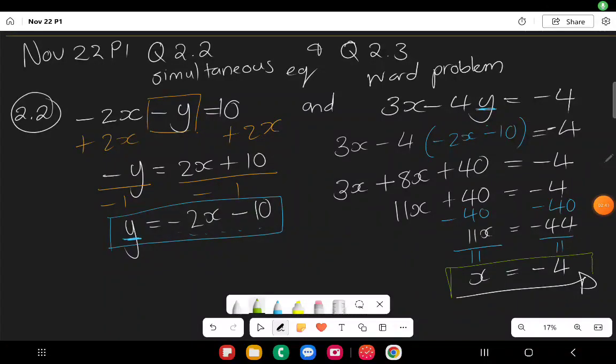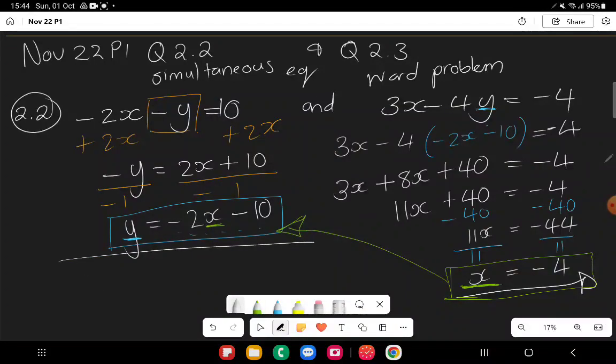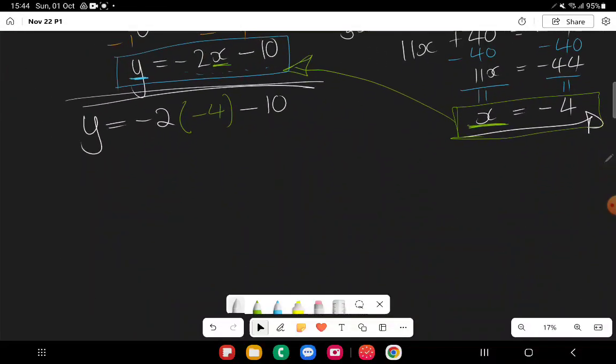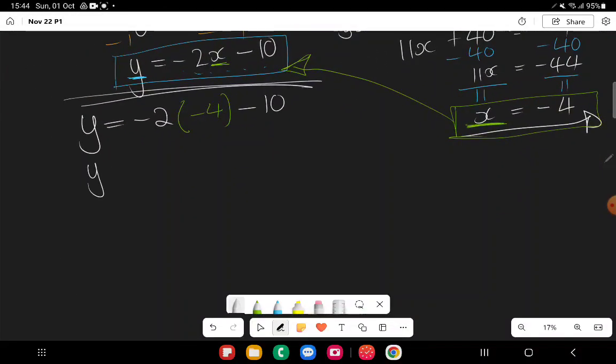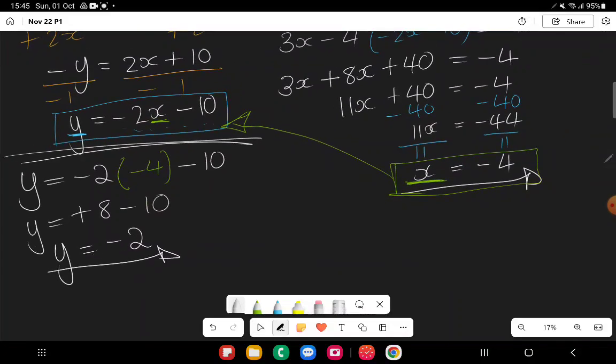Now I'm going to take this x value and substitute it back into that equation. So everywhere I see x, I'm going to put that bracket. And then I'm going to say y is equal to negative 2 multiplied by negative 4, which is the green, minus 10. Let's solve. y is equal to positive 8 minus 10. So y is equal to negative 2. And there you have the two values for y and for x.